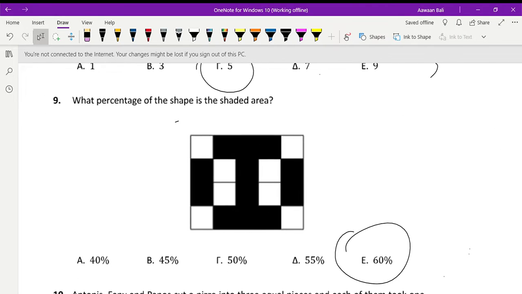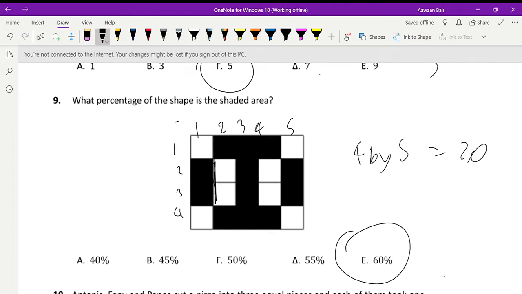What percentage of the shape is the shaded area? Okay, so you count there 1, 2, 3, 4 squares here, 1, 2, 3, 4, 5 squares here. 4 by 5 is 20 squares in total. And now you have to count how many shaded squares there are. There are 3 pairs of these squares, so 6 in total.